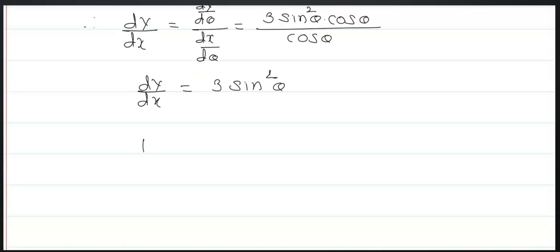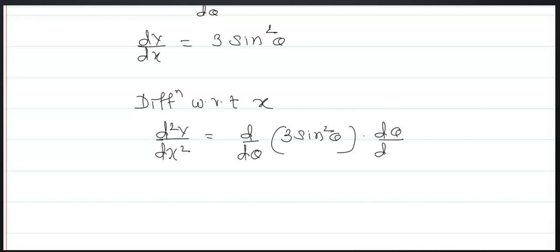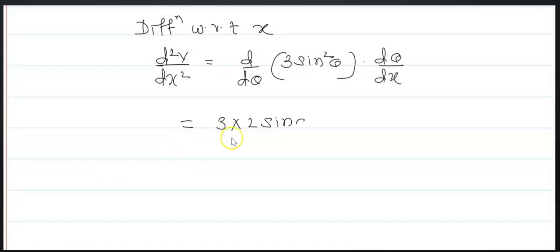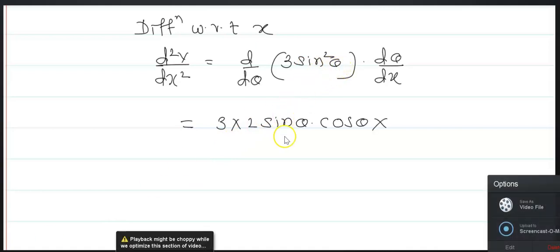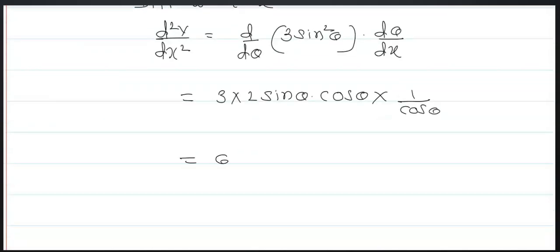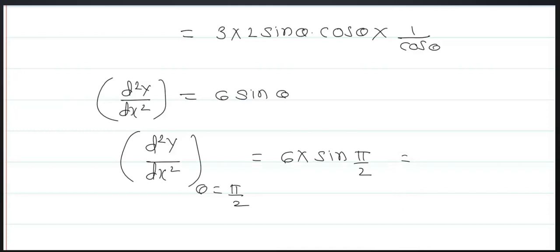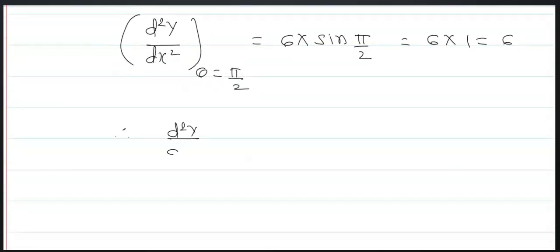Now differentiate again with respect to x. That is d²y/dx² = d/dθ of 3 sin² θ into dθ/dx. Now the derivative of 3 sin² θ, that is 3 into 2 as power. What is the derivative of sin² θ? Is it 2 sin θ cos θ? Okay, and then multiply by the value of dθ/dx. See this way. Therefore, d²y/dx² = 6 sin θ. At θ = π/2, that is 6 into sin of π/2, that is 6 into 1. And hence, d²y/dx² at θ = π/2 is equal to.